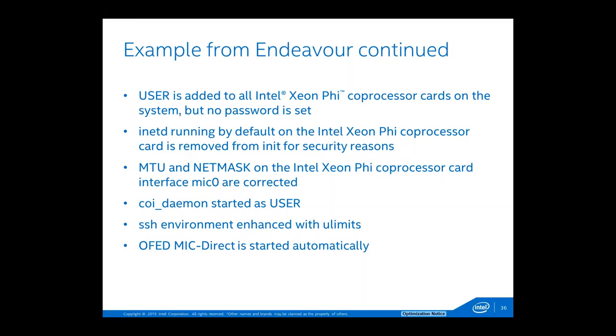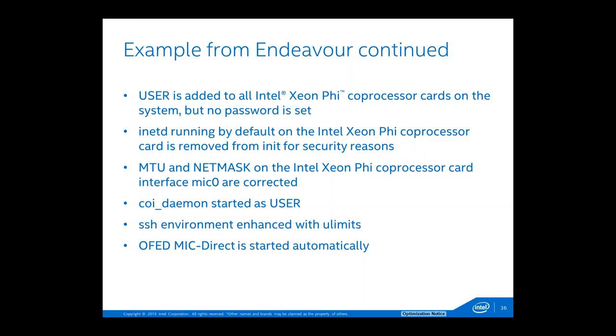So we remove, for instance, the inetd. As I outlined before, we restart the COI daemon. We also set up the SSH environment on the Xeon Phi coprocessor with user-defined limits, for instance, the stack limit, the max memory locked limit, and so on.